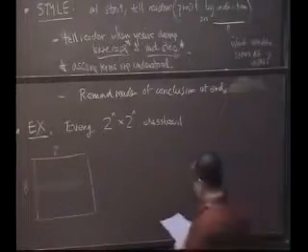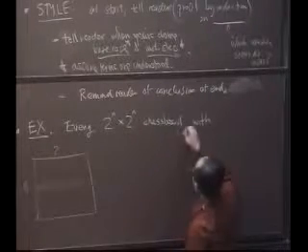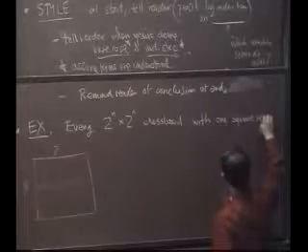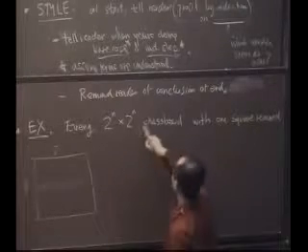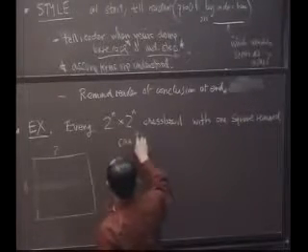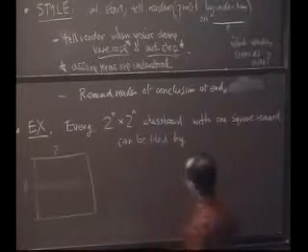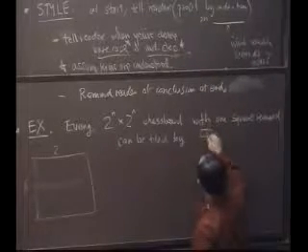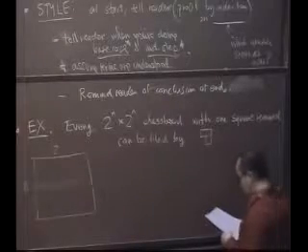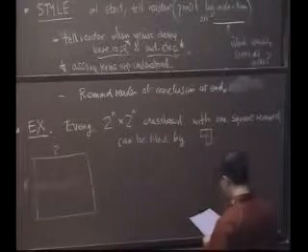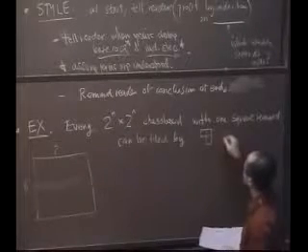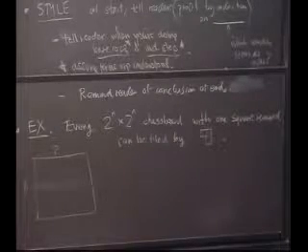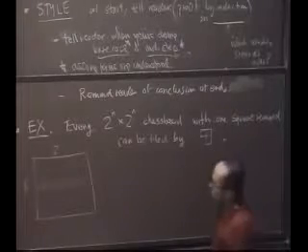Something can be done, I claim. So if I take a 2 to the n by 2 to the n chessboard with one square removed, so every 2 to the n by 2 to the n chessboard with one square removed can be tiled by L-shaped tiles, by figures that look like this one. Okay. L-shaped tiles. Okay, is that true? How would we show that?